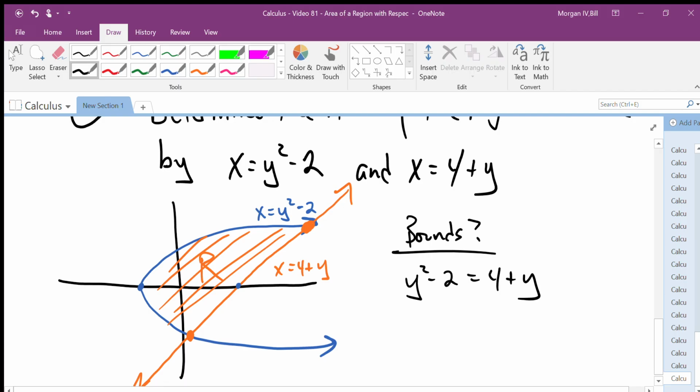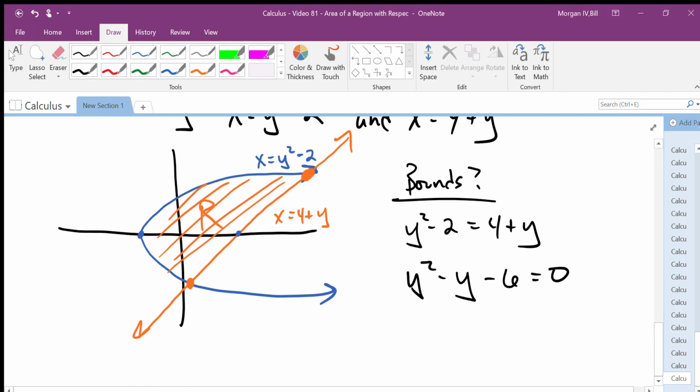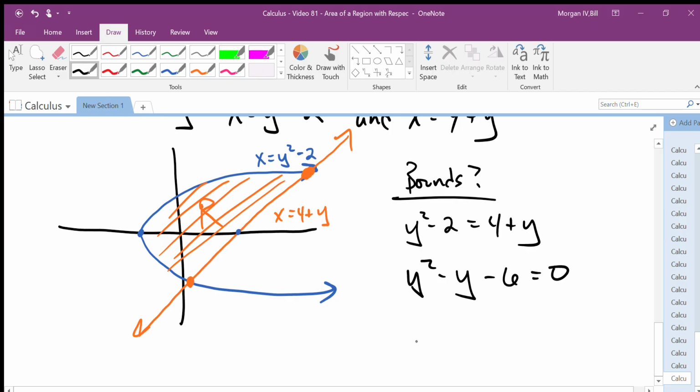Okay, now I have a y squared, a constant, and a y. That's going to be a quadratic, so let's move everything to one side. Y squared, subtract the y, minus 4, minus 6 equals 0. And then let's try to factor or use the quadratic formula. Thankfully, this one factors. Y minus 3 times y plus 2 equals 0.